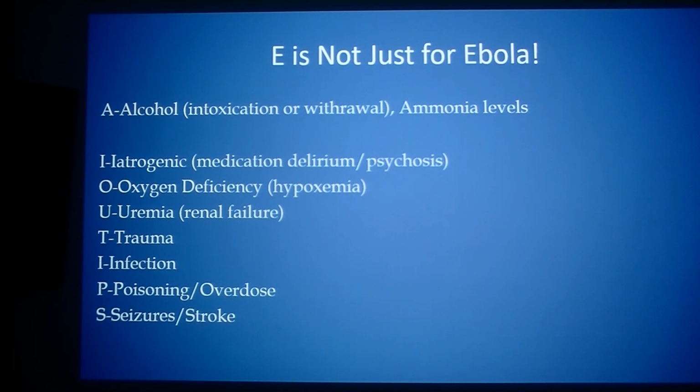So when I put this presentation together, Ebola was the big thing at the time. So I put E as not just for Ebola. When we look at AEIOU tips, the causes of altered mental status, E is for electrolyte imbalance or endocrine disorder, including blood sugars.